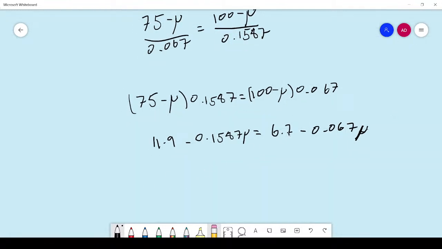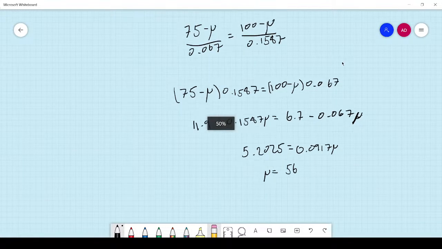So then let's collect the numbers on both sides. Let's minus over this 6.7. So 11.9025 minus 6.7 gives 5.2025 equals, and now let's add these mu's together. So negative 0.067 plus 0.1587 gives this many mu, and then we'll divide both sides by that 0.0917. So 5.2 divided by 0.0917 gives 56.